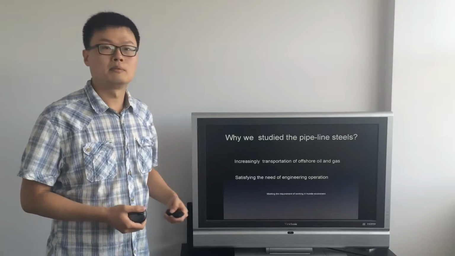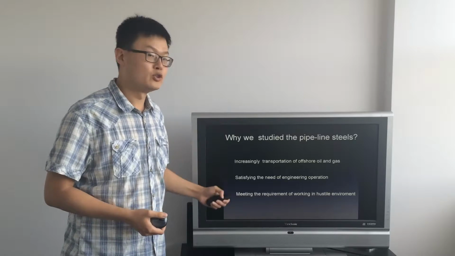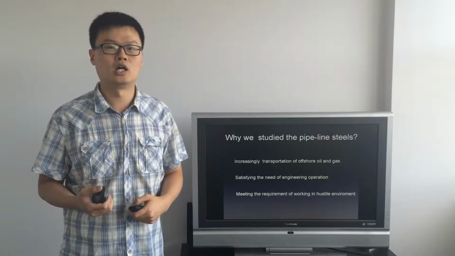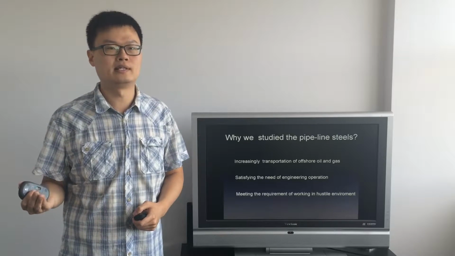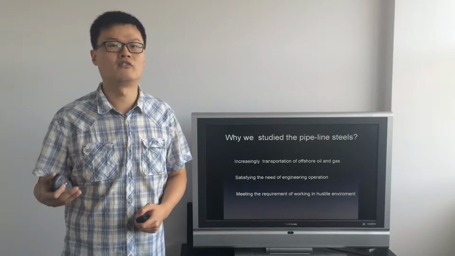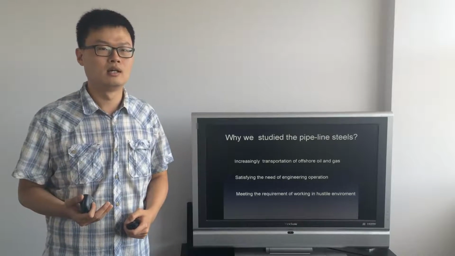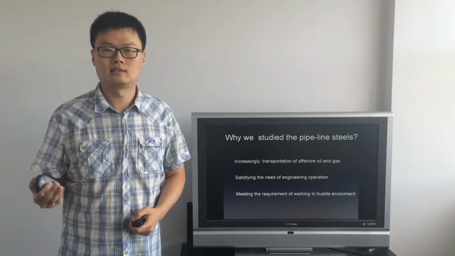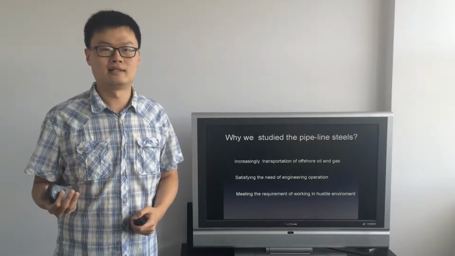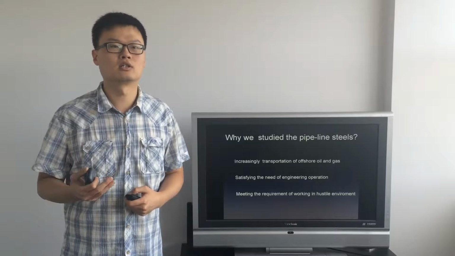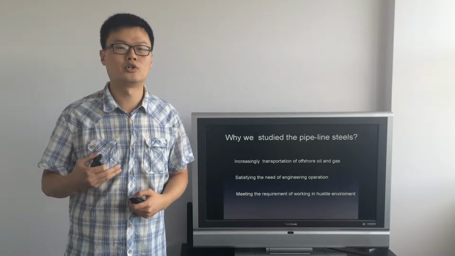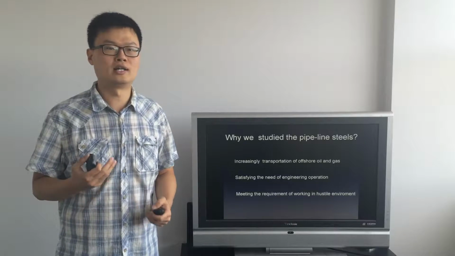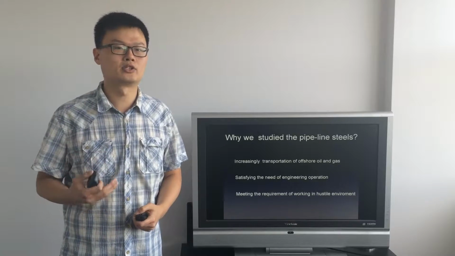Why did we select pipeline steels as the research topic? The main reason is that more and more submarine oil and gas pipelines have been installed with the development of offshore oil and gas. In some developing countries, almost all the steel pipes of submarine pipelines need to be imported because of the quality requirements for comprehensive properties, such as resistance to pressure, anti-corrosion, and so on.